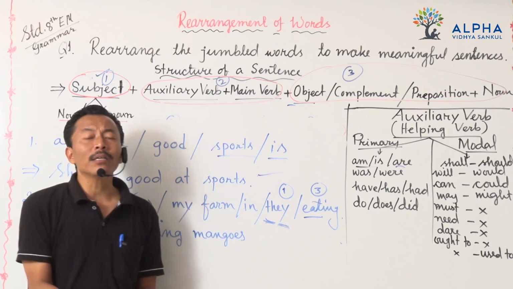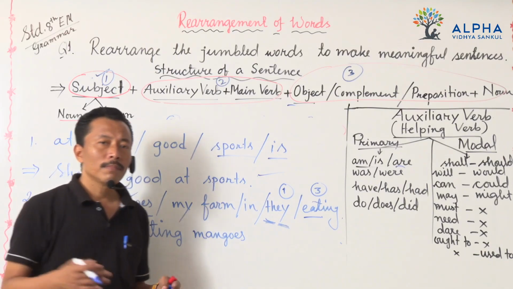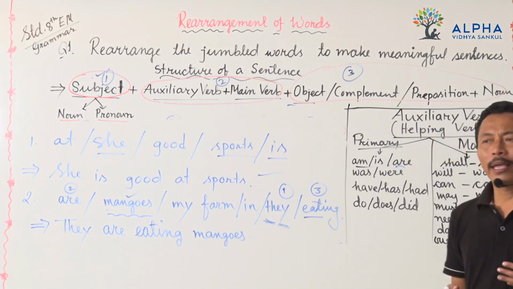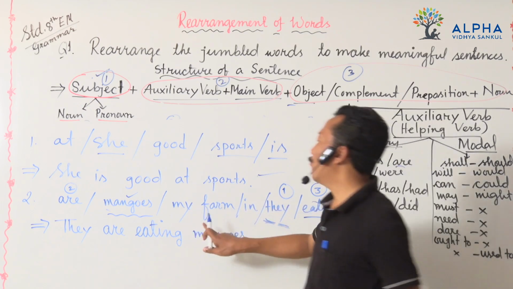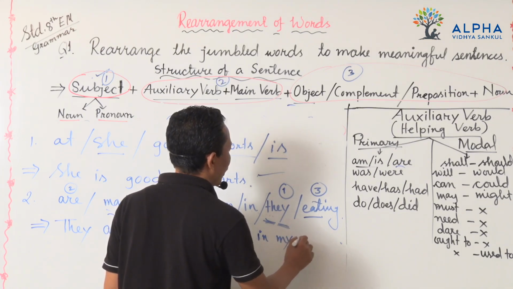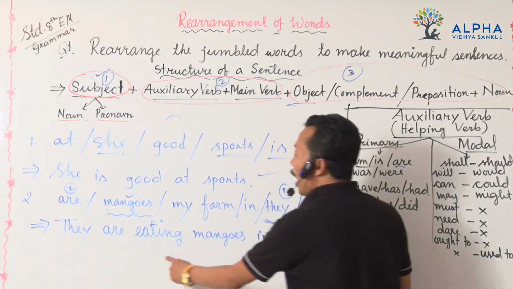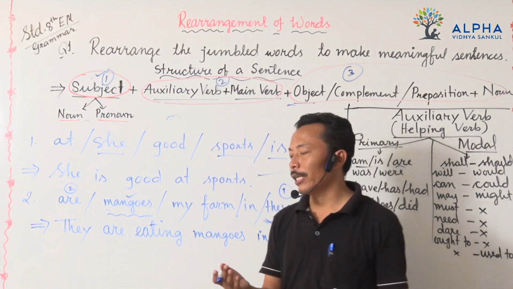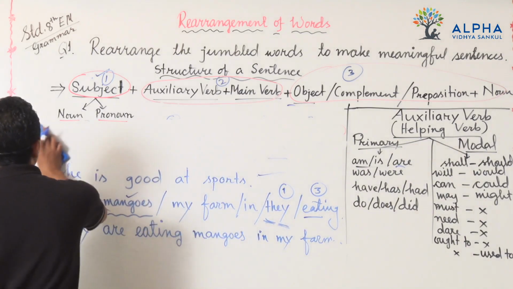Where? They are eating mangoes where? In their room, in the hotel, at the school, or here, in my farm. Okay, they are eating mangoes in my farm. Now it has the meaningful sentence. See, let me give you two more sentences.